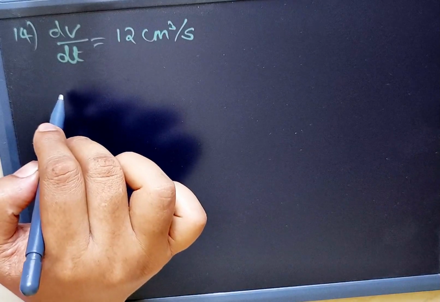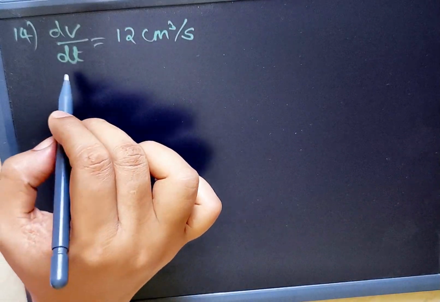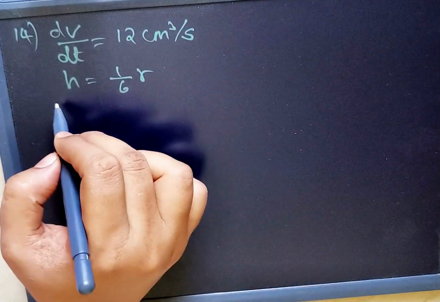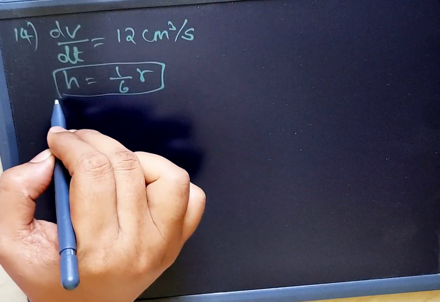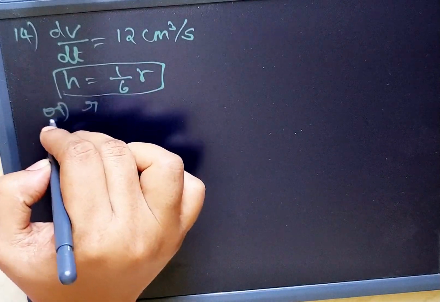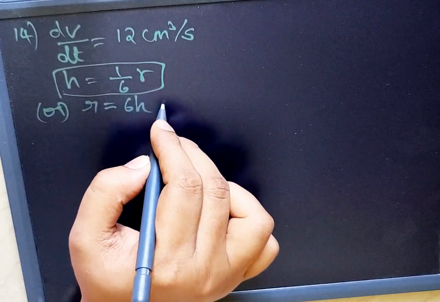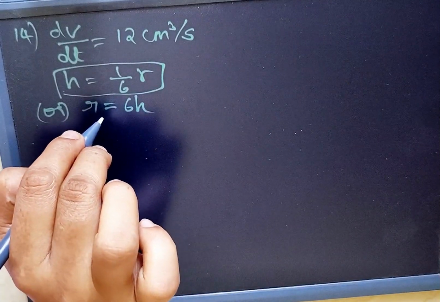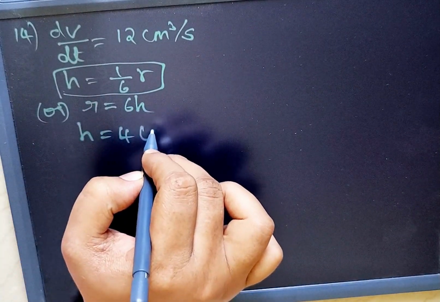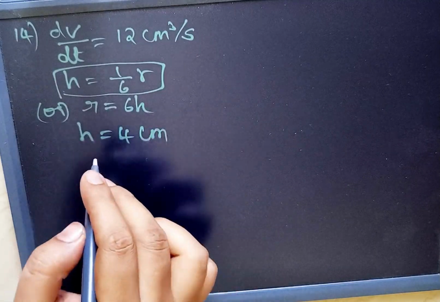The falling sand forms a cone on the ground in such a way that the height of the cone is always 1/6 of the radius. This is also the given condition. Either we can write h as 1/6 r or r as 6h. Either way you can substitute. How fast is the height of the sand cone increasing when the height is 4 centimeters? So height is given and we need to find dh/dt.